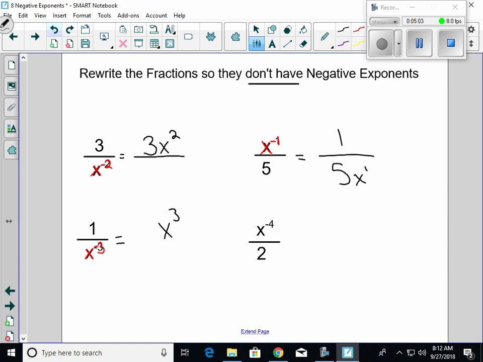And here's one last one to try. Hopefully you left the 2 alone, and you move the x to the negative 4 across that fraction bar. It was on the top, so it's going to come to the bottom. And I'm going to put a 1 to hold that numerator.